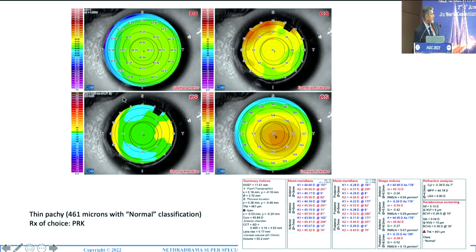So you can see that the curvature maps, the elevation maps, the stromal elevation are normal, corneal thickness is low, but all the other maps are normal. If you look at the epithelial map also, it's perfectly normal. It doesn't have the donut shape, so it classifies it as normal. And this is a thin cornea with a low power, so you can go ahead and do PRK safely in this eye.